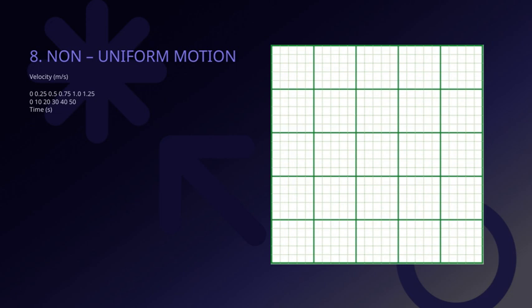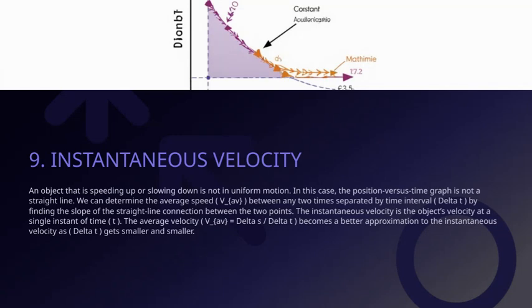When an object is speeding up or slowing down, it's not moving at a constant rate, so we say it's not in uniform motion. In that case, if we look at a position versus time graph, it won't be a straight line. Instead, it will be curved or sloped differently at different points.